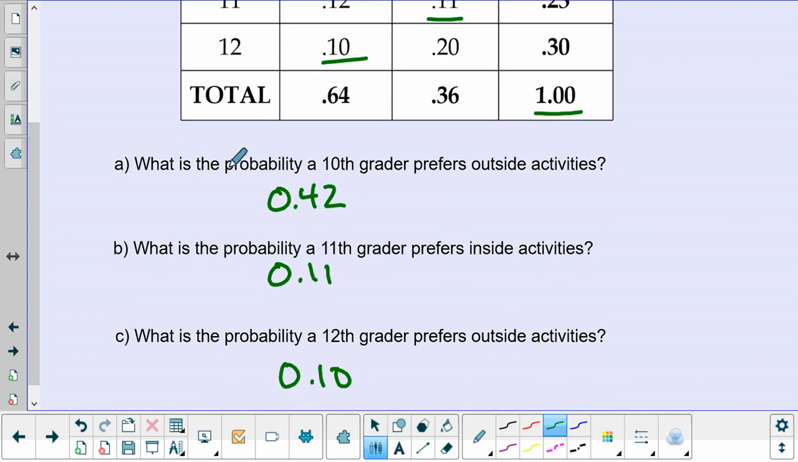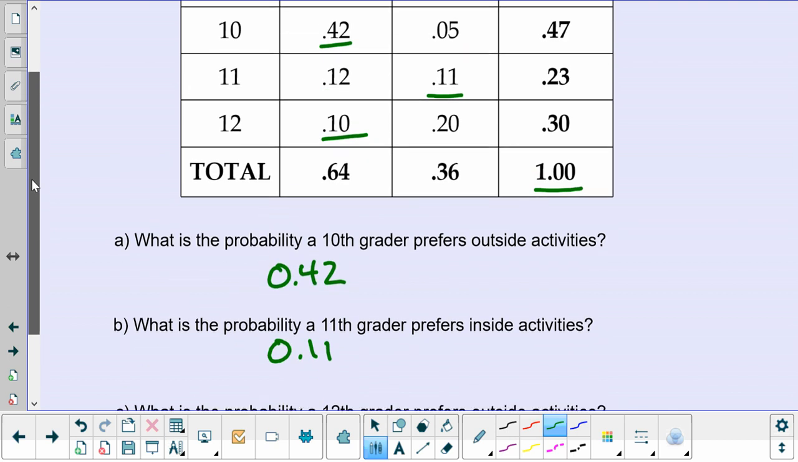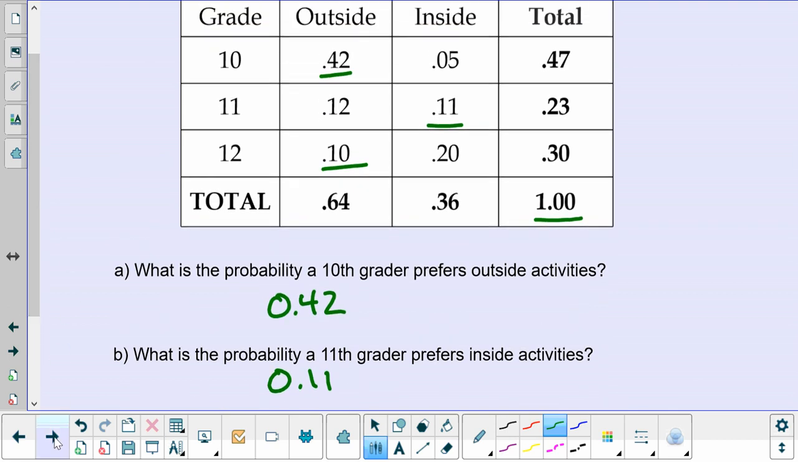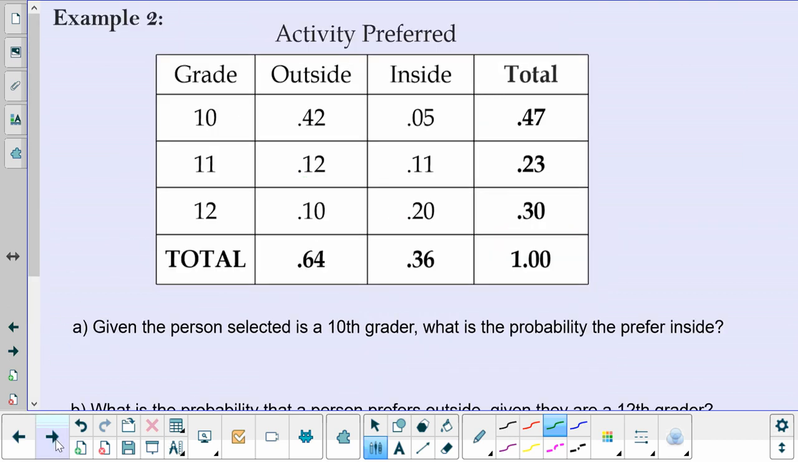Okay, so those are all just basic probabilities that I'm reading from the table. Now let's look at how we would apply the given here. So in the next example for this table, it says given the person selected is a 10th grader, what is the probability they prefer inside? So given the person is a 10th grader means that I'm in this row.